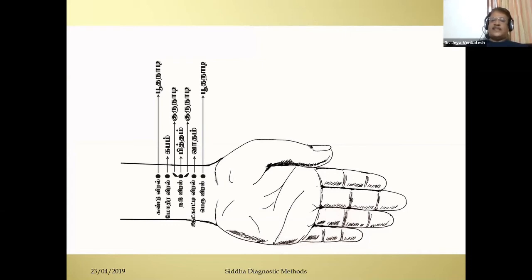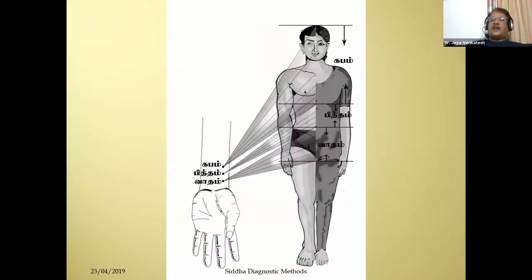The remaining are pictures. These are 5 points in which the pulses can be felt. According to this, the area from head to thorax is kabam, thorax to umbilicus is pittam, and umbilicus to pelvis is vadam. If the pulse is different in nature, the patient may be affected with diseases in that particular or specific area.